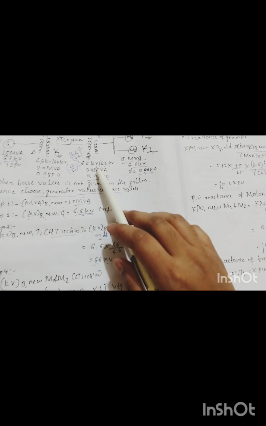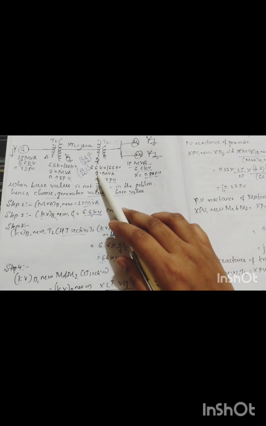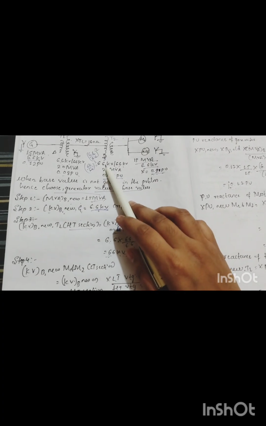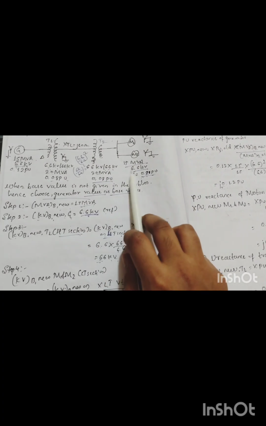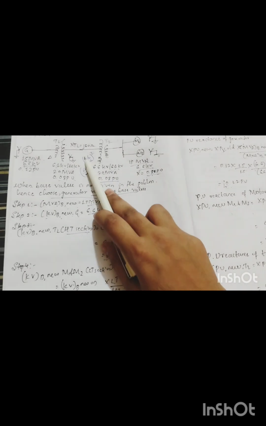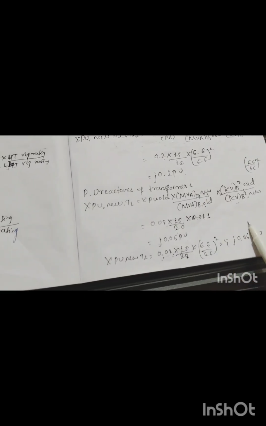Similarly, we are calculating the per unit reactance for transformer 2. X_pu old is 0.08. Again the MVA new value is 15 and old is 20. And again here kV_B square new, if you take transformer 2, it is having 66 by 6.6. If you take the 66, it is connected to 66 kV. 66 by 66 square. If you take the 6.6 of the secondary winding, it is connected to the motor and it is having 6.6. 6.6 by 6.6 whole square, again it is 1. Whatever you take, you will get the same answer. By calculating this, we will get J 0.06 per unit.